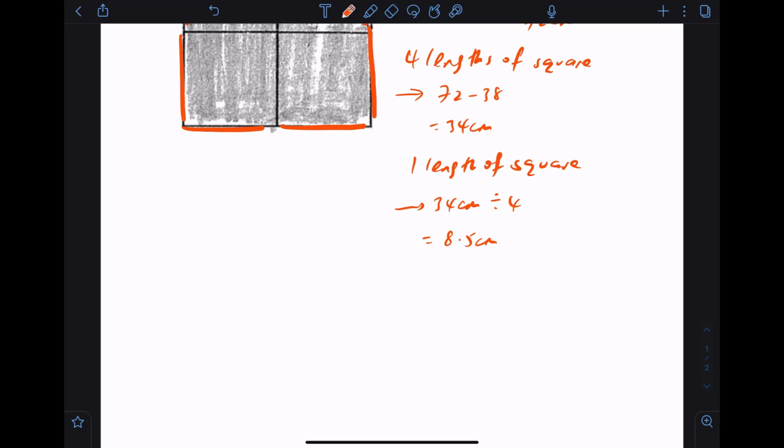And then the question wants you to find the area of this square. This will be 8.5 times 8.5, and that will give you a final answer of 72.25 square cm.